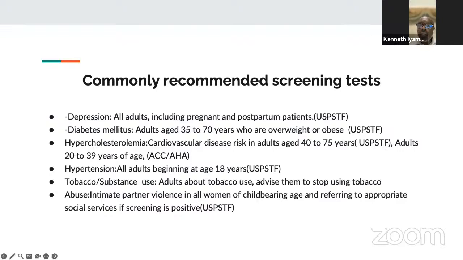Depression in all adolescents, 12 to 18 years of age, and all adults, including pregnant women and women who are in the postpartum state. Diabetes mellitus, from the age of 35 to 70. How can diabetes be screened for? Either by fasting blood sugar, or there's a test they call the hemoglobin A1C. It's very important to know what your cholesterol level is. We've talked about the need to have your blood pressure checked. We've also spoken to the need to refrain from tobacco and substance abuse. And lastly, intimate partner violence in women of childbearing age needs to be screened for. If there are any red flags, appropriate social services should be informed.